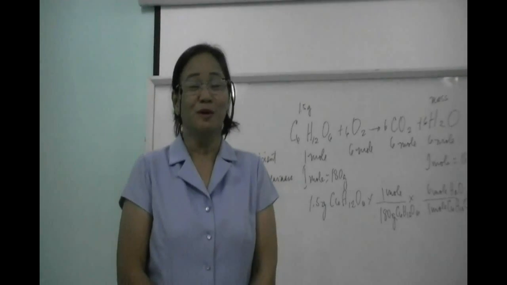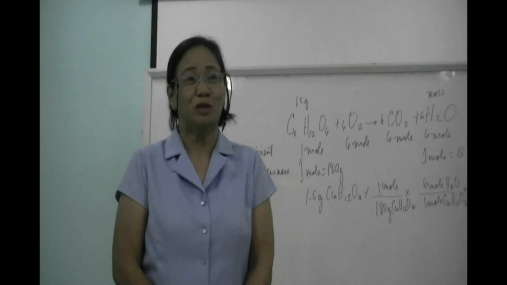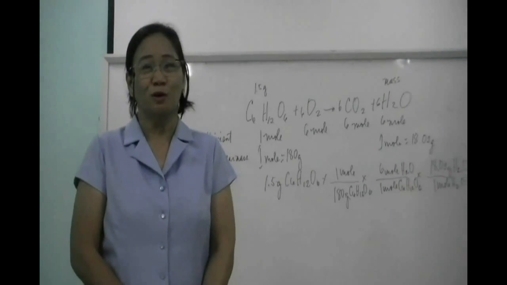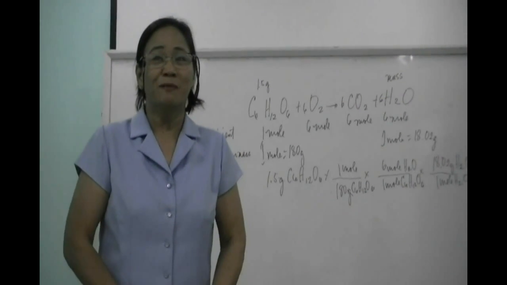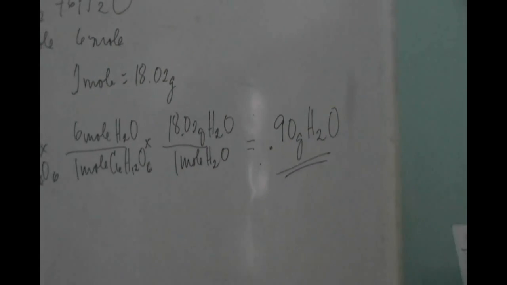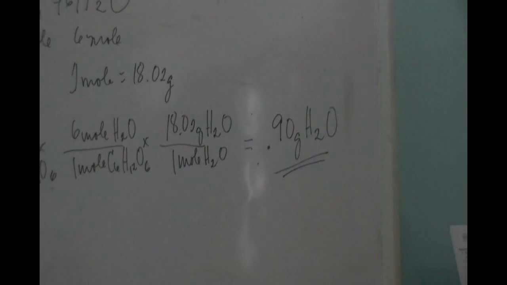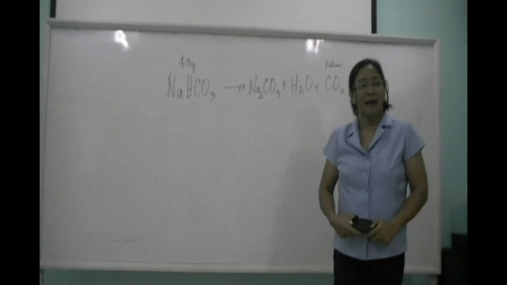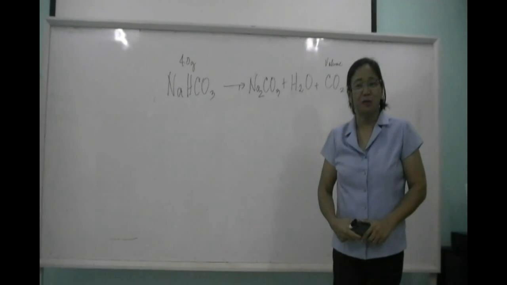For our review on the mass-mass relationship: how many grams of water are produced from 1.5 grams of glucose? Our final answer was 0.90 gram of water. Now let us go to the mass-volume relationship.